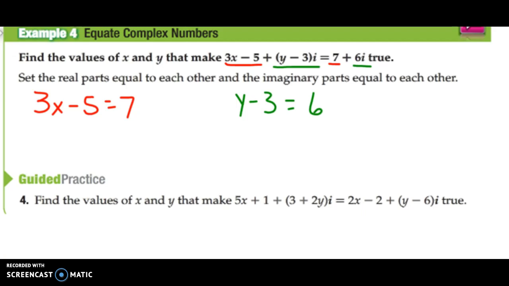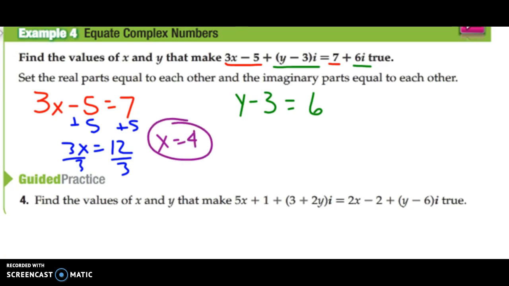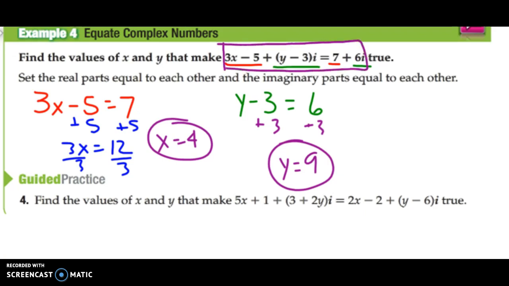Okay? So I add 5 right here, and so I get 3x is equal to 12. Divide by 3, divide by 3, x is equal to 4. Otherwise, if we add 3 here, y is equal to 9. So what are the two values of x and y to make this whole complex set true? x is 4, y is 9. Here's a guided practice problem that you can try as well.